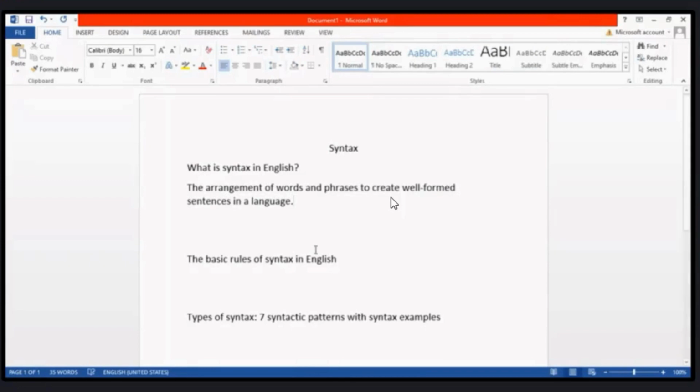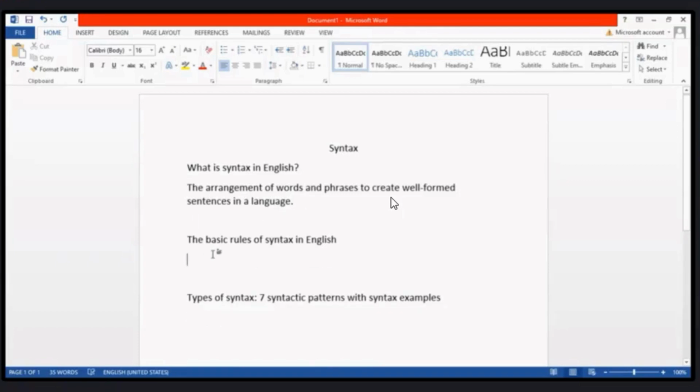So, এটা মানে কি? So basically, when you use syntax in English, don't confuse this with syntax in programming. That's a different thing. এটা হলো যে how we arrange the words. আমরা words গুলো and even the phrases, how do we arrange them in a proper sequence so that we can create well-formed sentences. আমরা কিভাবে একটা ভালো করে সাজিয়ে একটা সেন্টেন্স বানাবো, okay? This is what it means. This is the meaning of syntax in English. The arrangement of words and phrases to create well-formed sentences in a language.